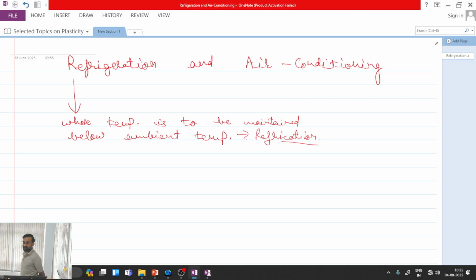Now can you tell me what is the difference between refrigeration and cooling? Basically, if I am trying to maintain the temperature of some substance below ambient temperature, it means I am removing heat from that particular substance, and the process of removing heat from a substance is sometimes referred to as cooling also. So what is the difference between refrigeration and cooling?